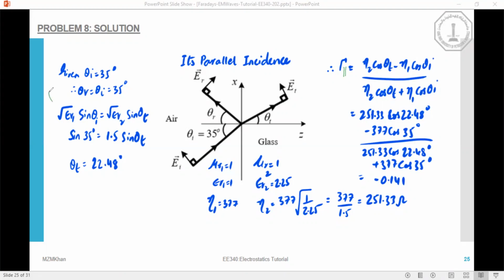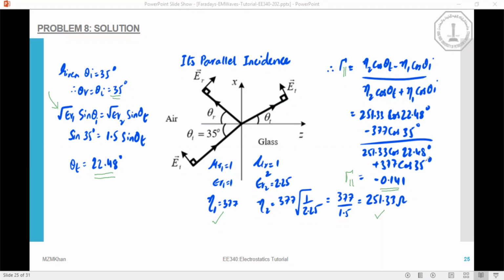See, this is the Snell's law. From Snell's law, I got theta T as 22.48 degrees and theta I is 35 degrees. Eta 1 and eta 2 we have already got. Eta 1 is 377 ohms. Eta 2 is 377 over 1.5, which is 251.3 ohms. Substitute in this expression, you will get my reflection coefficient as minus 0.141.